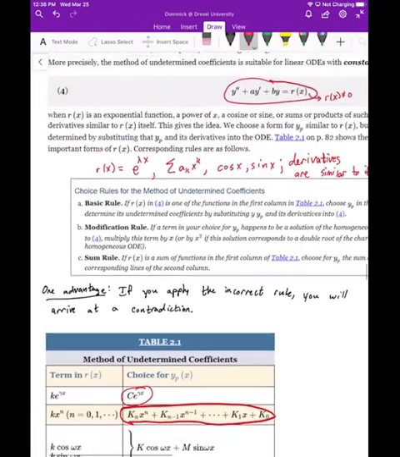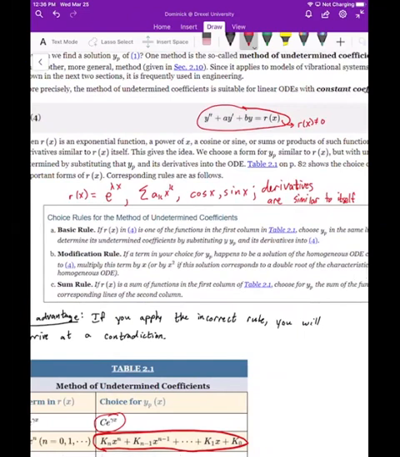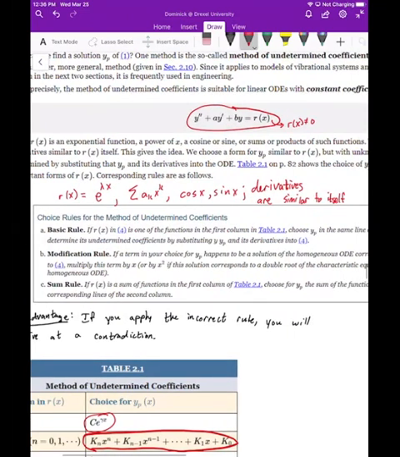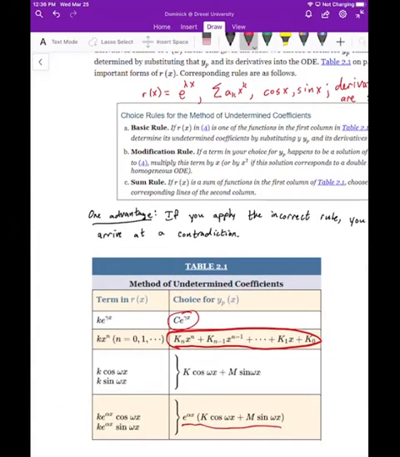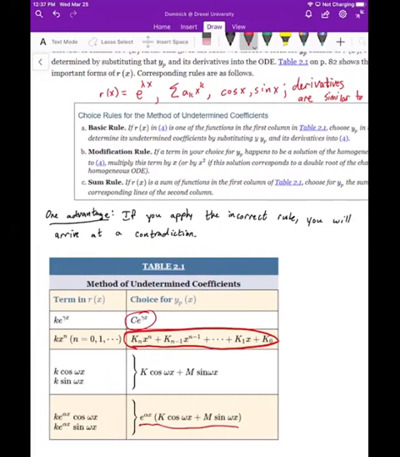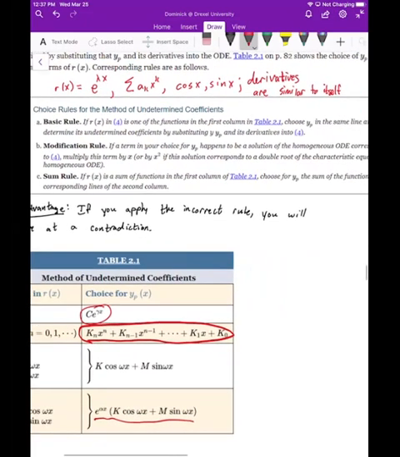Now, there's three additional rules in addition to how we choose our particular solution. The basic rule just means that you look at what your R of X is. If it's one of these functions in this column, you pick the Y sub P, and then you solve for the undetermined coefficients by plugging in the particular solution and its derivatives. Right?